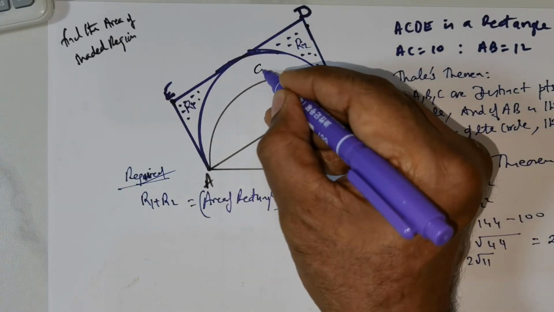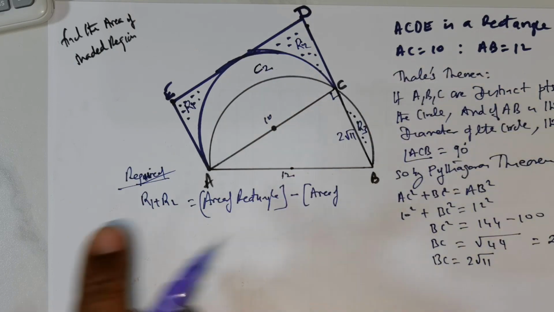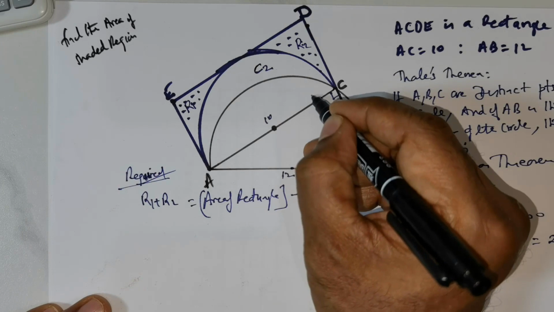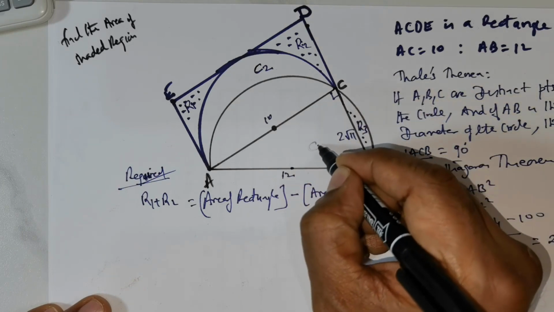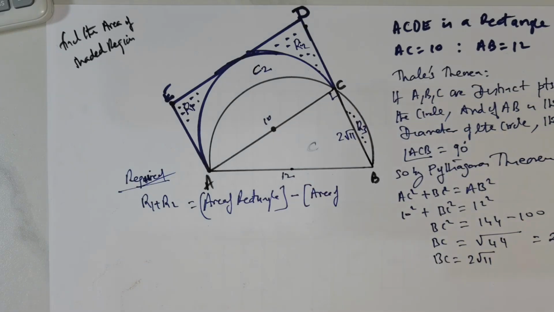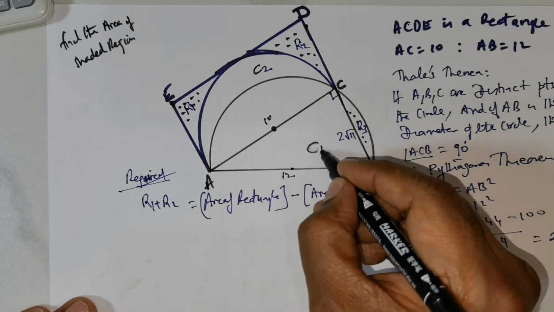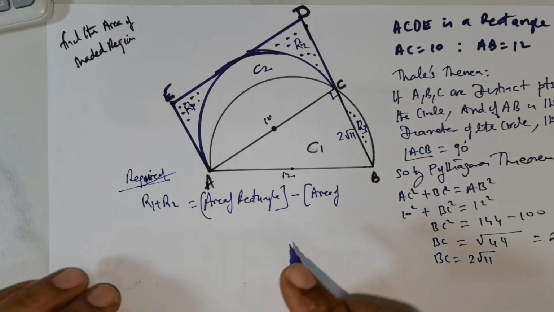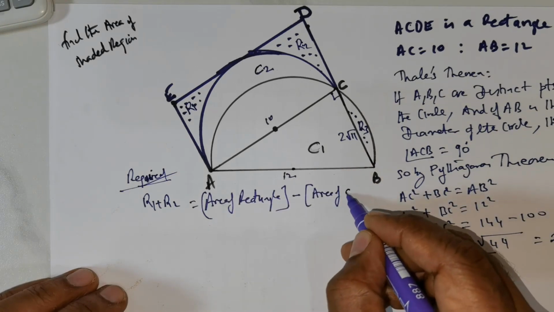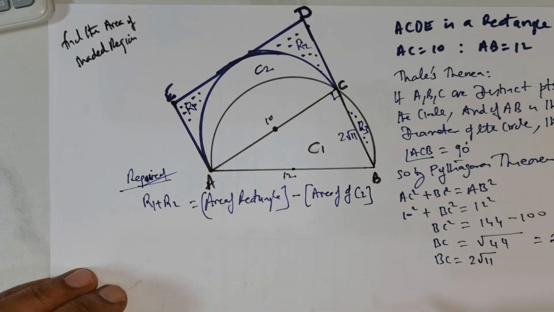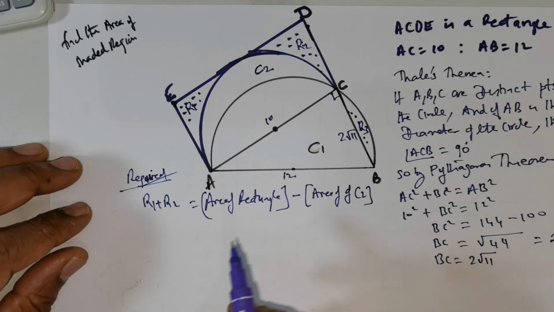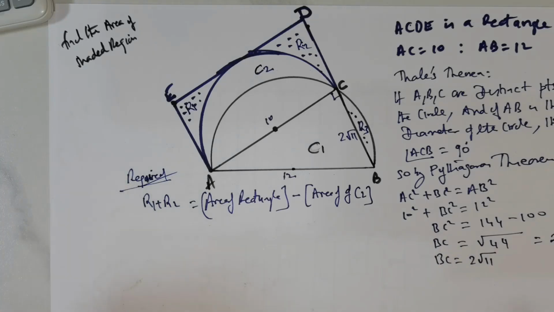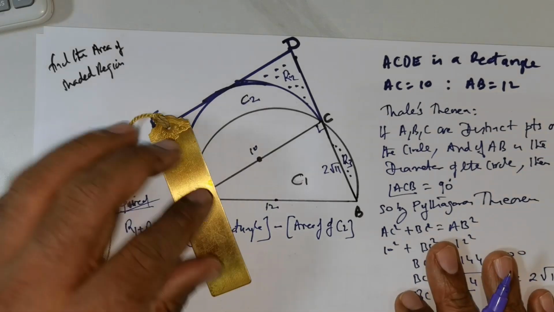So you got two semicircles. This semicircle, I'm naming it as C2, this one is C1, right? This is also a semicircle, this one is C1. Let me name this as C1. Okay, now area of the rectangle minus area of C2. Now how are we going to find the area of the rectangle? Can you tell me? Okay, that is simple.